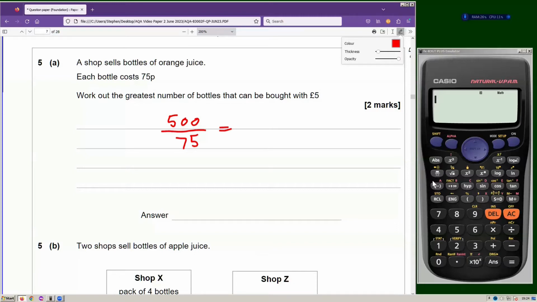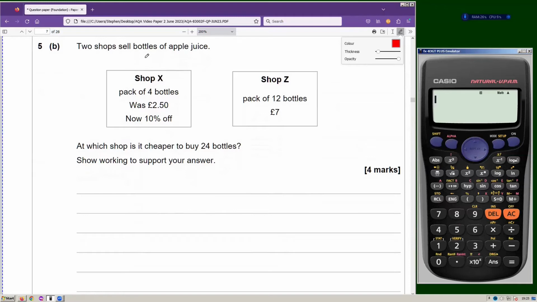Anyway, the way we're going to do it, I like to use this fraction thing for any division, because I think it programs the mind to know that a fraction is really a division. We have to press SD to get it to that. It equals 6.6 recurring. And so the greatest number is 6. Okay.